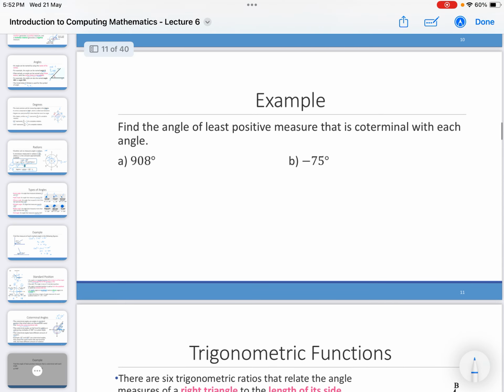Okay, let's look at example. So find the angle of least positive measure. So we want theta to be positive, but the least positive, that is coterminal with each angle.